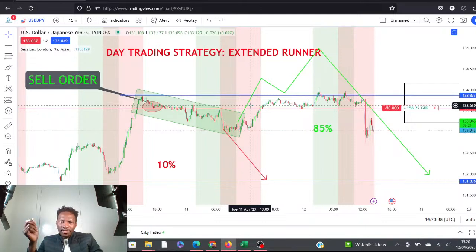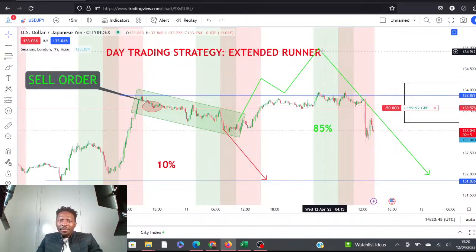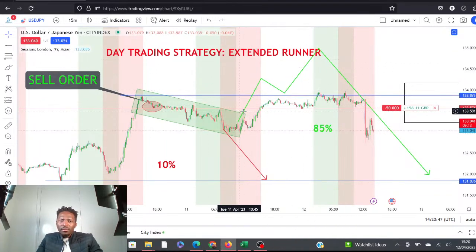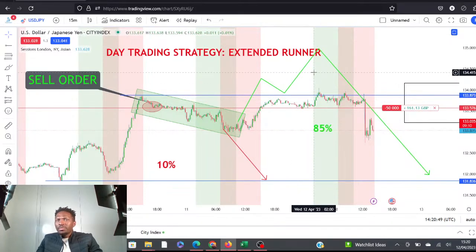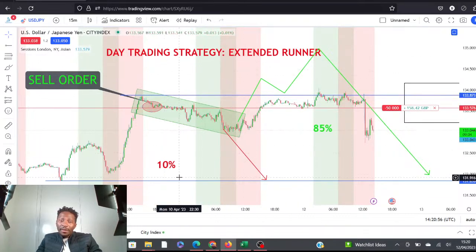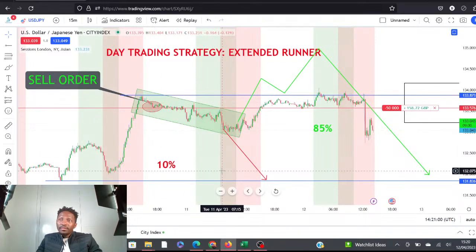So knowing this contraction and expansion strategy, knowing that I took a short position in day trading, I know that this is going to happen. But I wouldn't say I know 100%. Based on the statistics, 85% of the time I know this is going to happen. But I still chose to be on the 10% side. I still chose that.